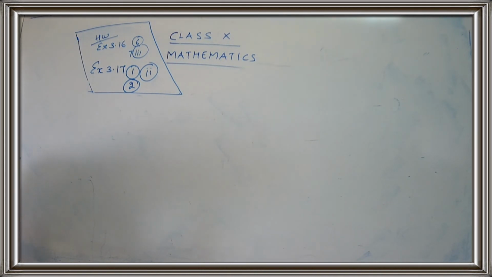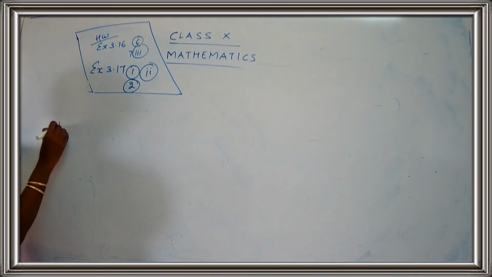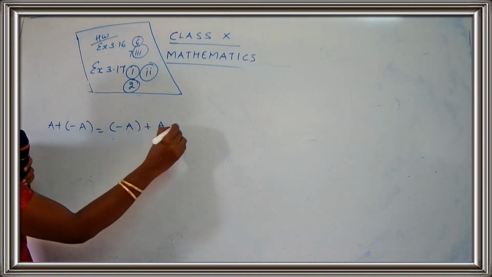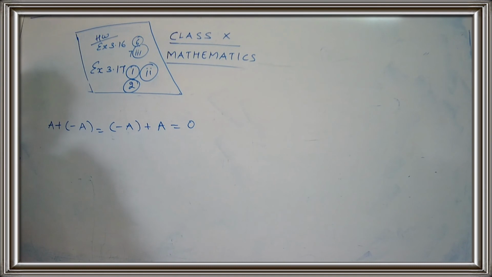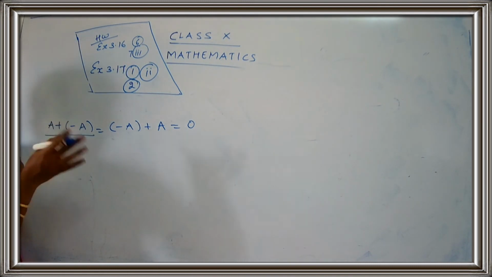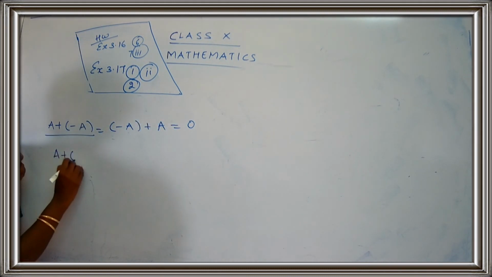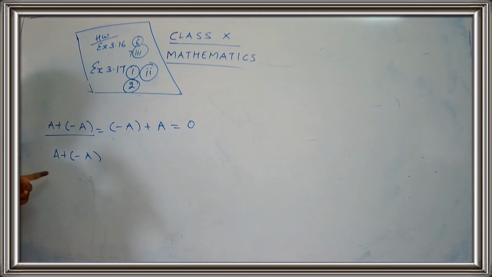What is the question given, children? A + (-A) = (-A) + A = 0. This is what you have to show in your second subpart. First of all, no need to write LHS, RHS because here you have 3 conditions, okay? So first of all, take A + (-A). Are you listening to me, children? I want the answer in this method only. So observe the hint that I am giving you. First of all, you have to take A + (-A).